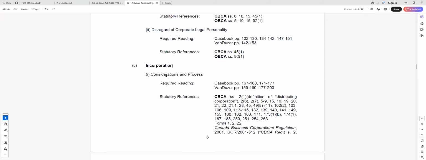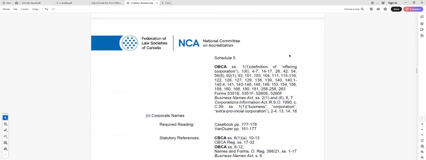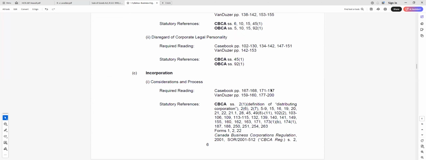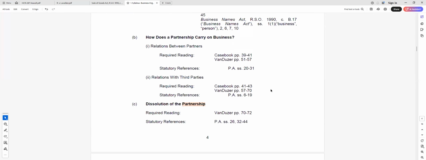Then, yes, incorporation process considerations: what should be done, what should be considered. There are a lot of sections that we have to study with respect to that part. This chapter is very important. Then corporate names, how to name. Even the sole proprietor name also. There is a Business Names Act section here.